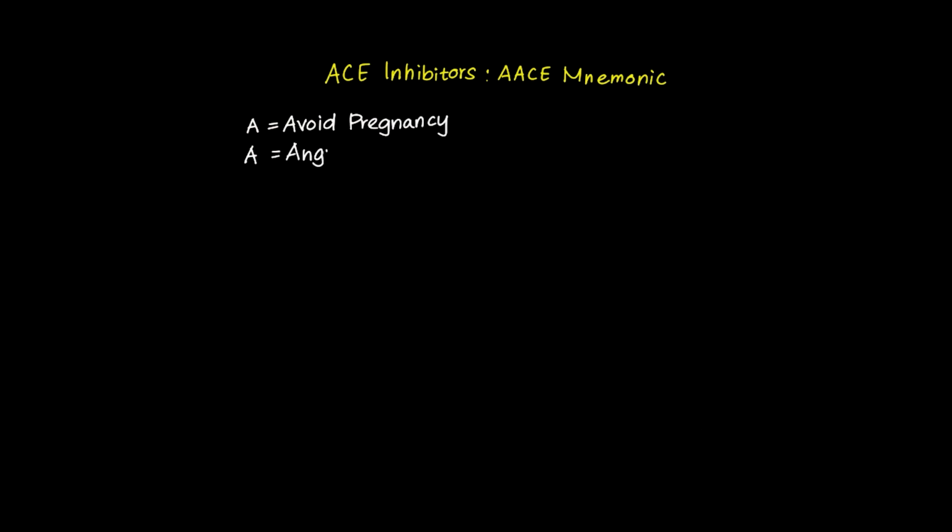This question tests the ACE mnemonic for ACE inhibitors like captopril. ACE stands for 4 things you absolutely need to memorize. A is for avoid pregnancy. ACE inhibitors are teratogenic and strictly contraindicated in pregnant patients. A is for angioedema, which is swelling of the face, lips, and tongue that can obstruct the airway.